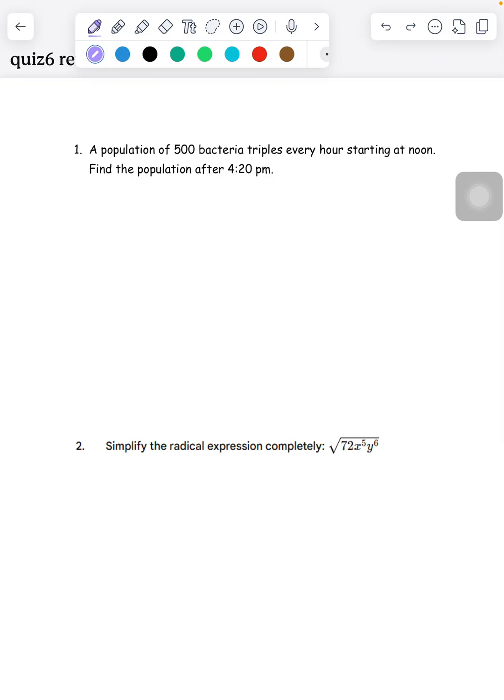So how much are we starting with? Our initial value here will be A equals 500, right? And then what is our growth rate? Triples every hour, so that's important. So our growth rate R will be 3. Now, when do I start counting? When do they start multiplying? There's 500. They start multiplying at noon, which is 12 p.m.